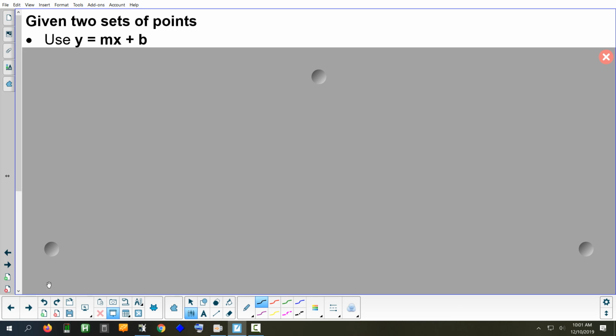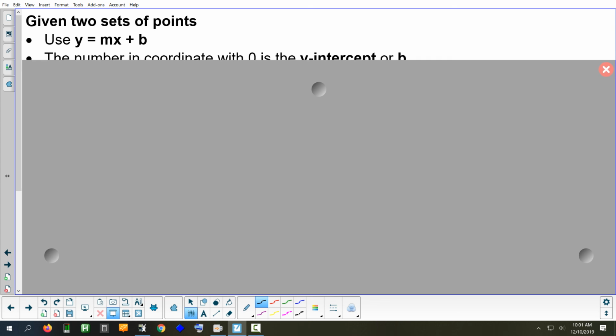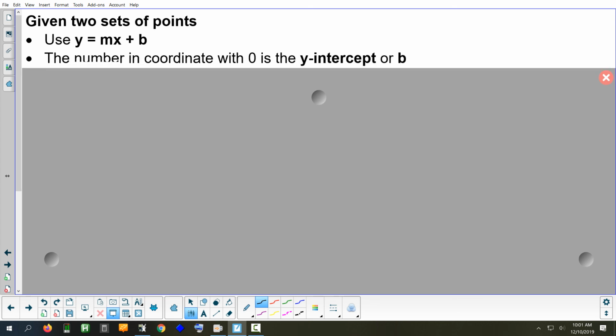So your answer is going to look exactly the same as every problem we've done so far. It's going to be y equals mx plus b. Now, remember what we said. The number after the comma, that's your y-intercept. Okay? So when you have something like 0, comma, whatever number is in that box, that's your y-intercept.